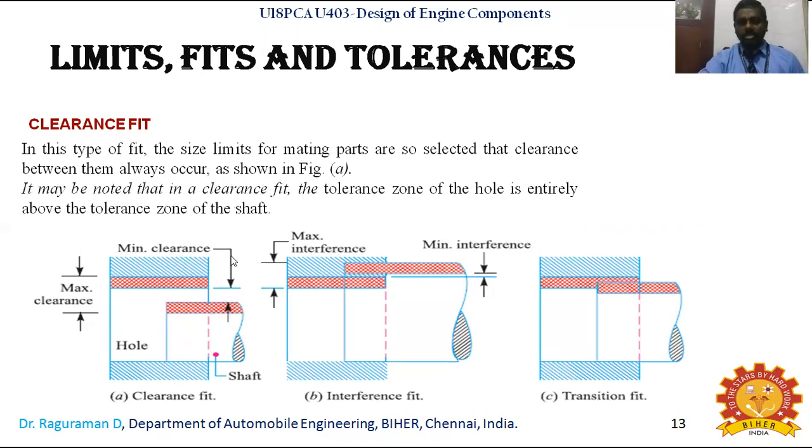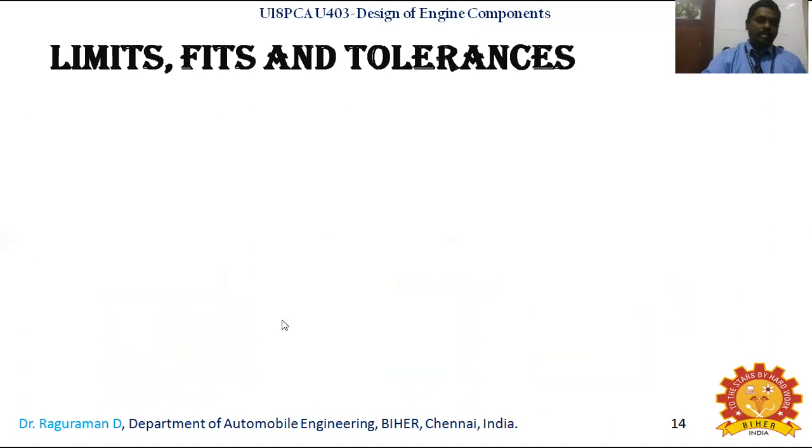If you notice here, the tolerance zone of the hole is entirely above the tolerance zone of the shaft. This red diagonal one is the tolerance zone of the hole, and similarly this is the tolerance zone of the shaft. So the tolerance zone of the hole is entirely above the tolerance zone of the shaft. That is what you have in the case of a clearance fit, along with the maximum clearance and minimum clearance.